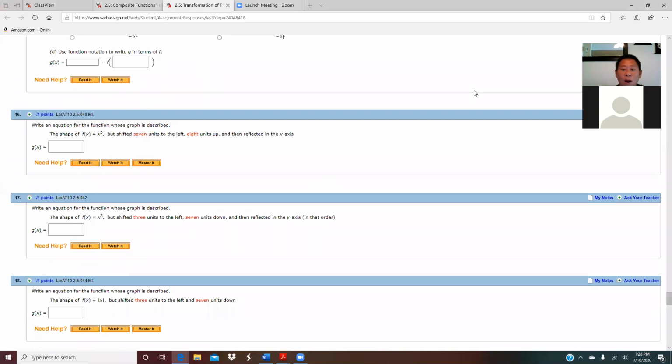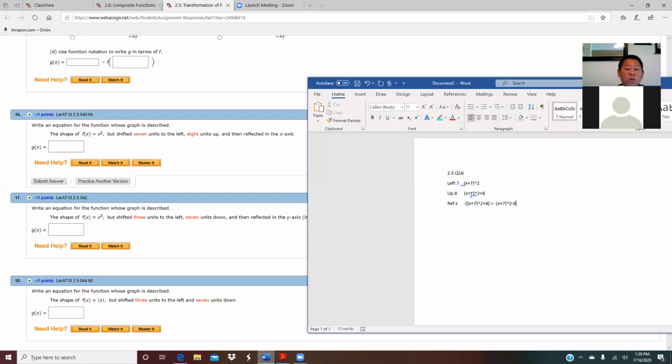It is x squared and then it is shifted 7 units to the left, 8 units up and reflected on the x-axis. So this is how we do this question. When you move 7 units to the left, you take the x squared and you make it x plus 7 squared. So the plus 7 means you move it to the left 7. And then when you move 8 units up, you add 8 at the back. Up 8 units means you take x plus 7 squared plus 8.